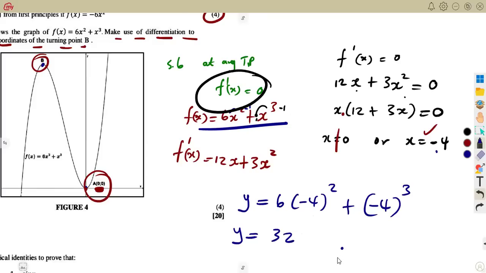So therefore, our turning point there, B, is what? A point is given with x and y. So x is -4. The y value there is what? Is 32. Just like that, you're done.